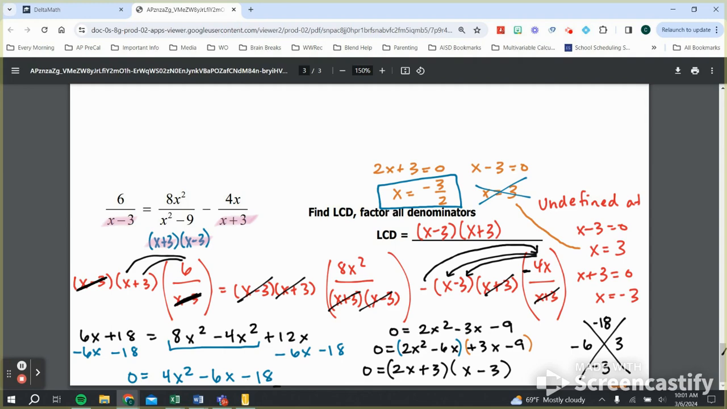So we will be looking at more examples together in class. Hopefully you've copied everything.